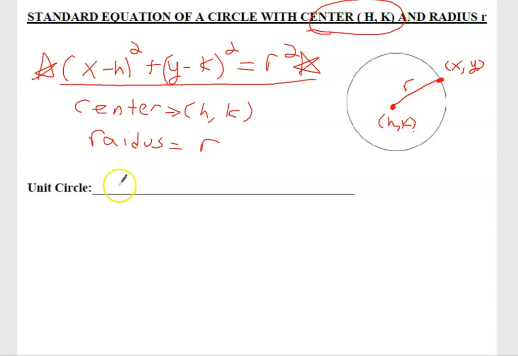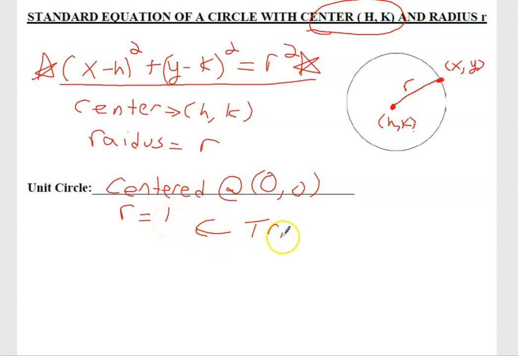The unit circle is a circle that is centered at the origin, so it's centered at (0, 0), and it has a radius of 1. This is going to be really big when we start talking about trigonometry later in the year. It's the foundation of all of trig. We'll dig more into that, but for now, know that the unit circle has a center of (0, 0) and a radius of 1.